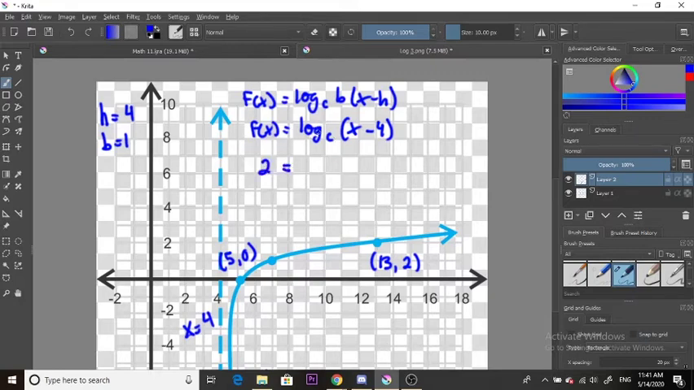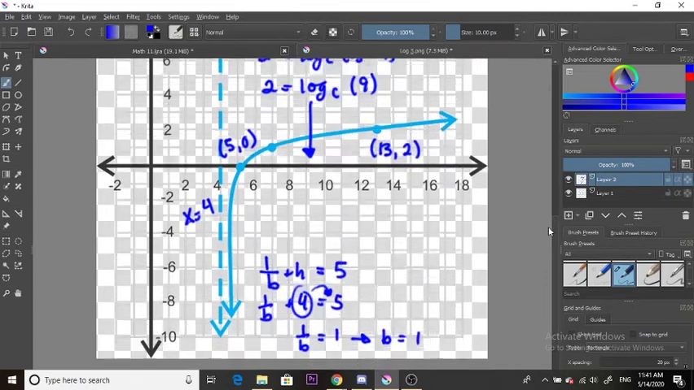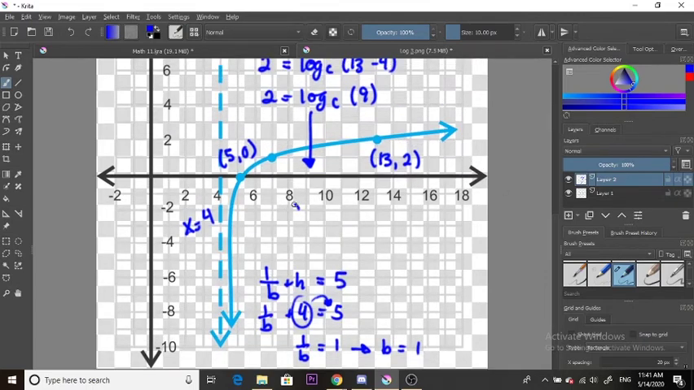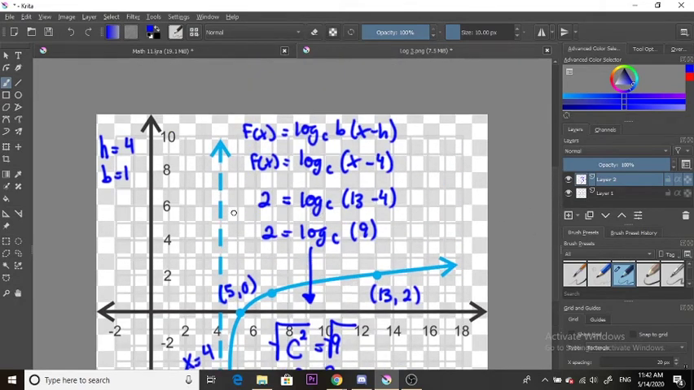So 2 = log base c of (13 - 4). 13 minus 4 would be 9. And when I get to this point here, I need to turn this into an exponential form. So it becomes c squared, because this is your exponent, and then this is your answer. So when I finally take the square root, I can determine that c is equal to 3. So c is equal to 3.